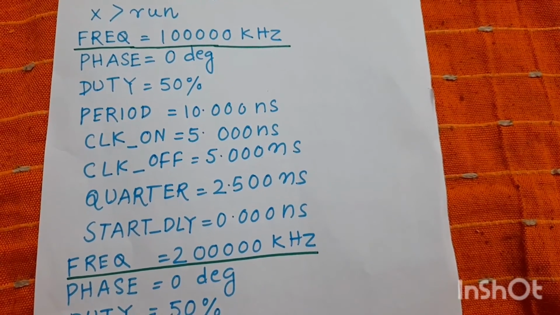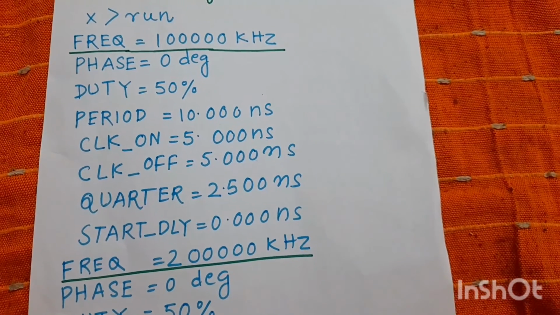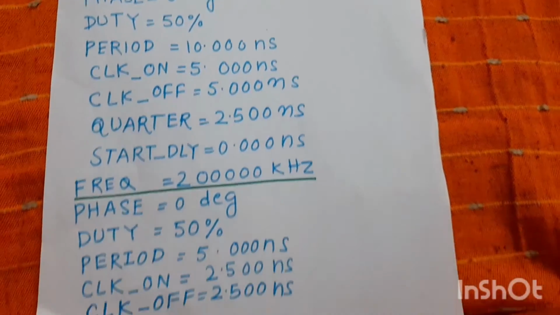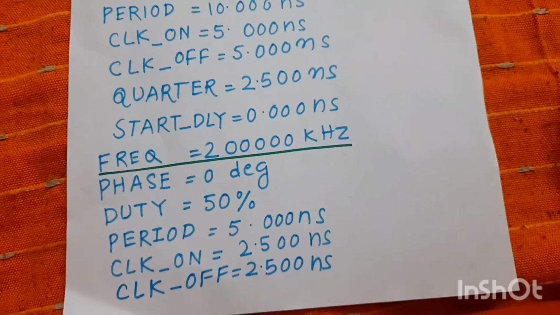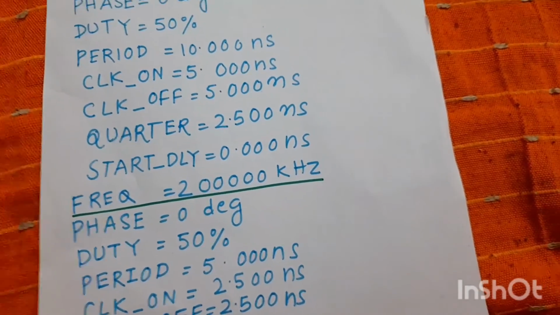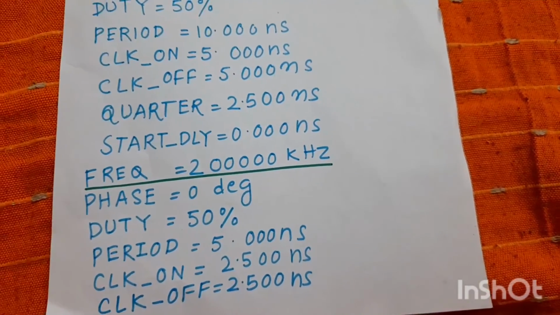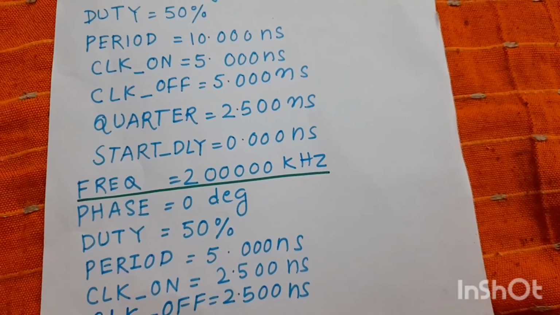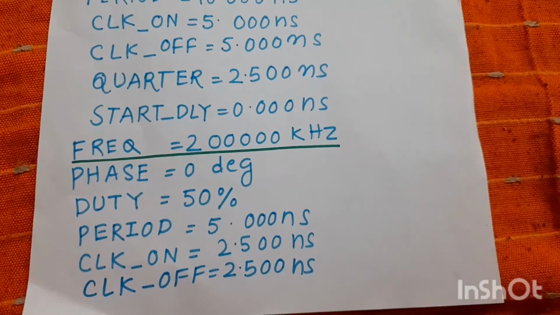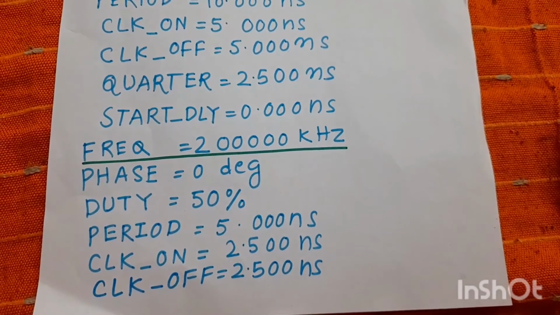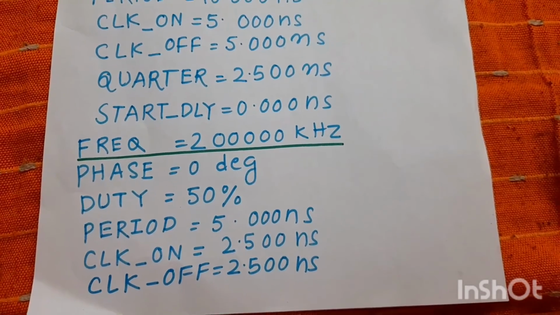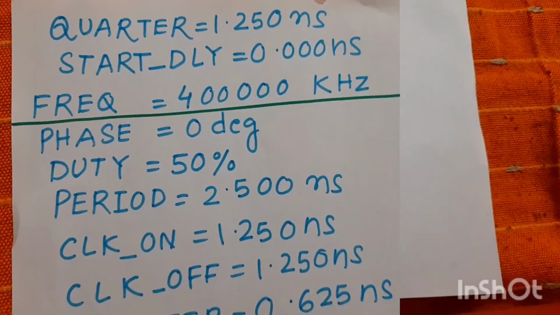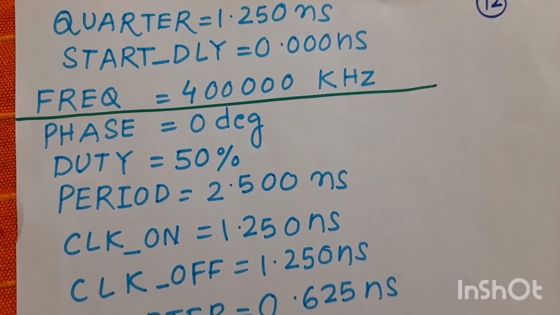Start delay, okay, it would be calculated as we saw in the equations in the clock gen module, and it is calculated to be 0.000 nanosecond. Now, every time we are calling the clock gen module, because of the $display statement, we are displaying the parameters and all the variables. FREC has been set to 2 lakh kilohertz, phase 0 degree, duty 50%, period 5 nanosecond, clock on 2.5 nanosecond, clock off is 2.5 nanosecond, 1/4 clock period 1.25 nanosecond, start delay 0 nanosecond.